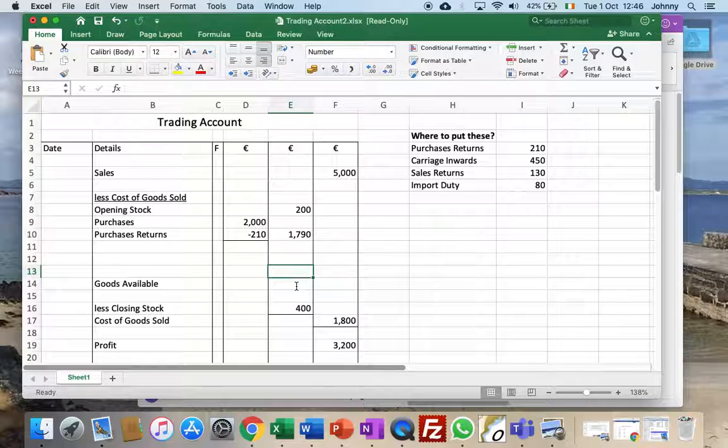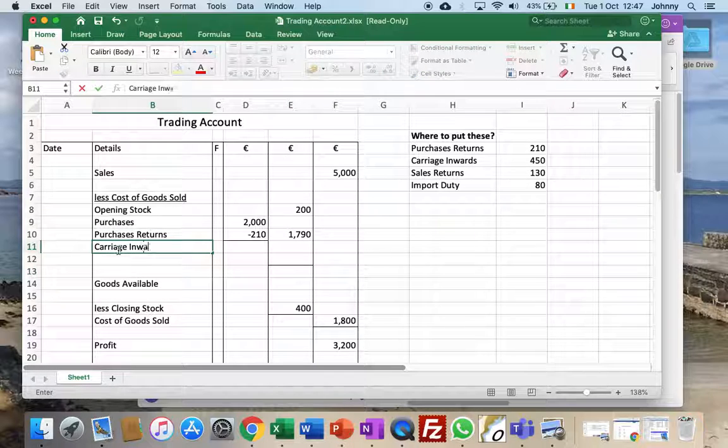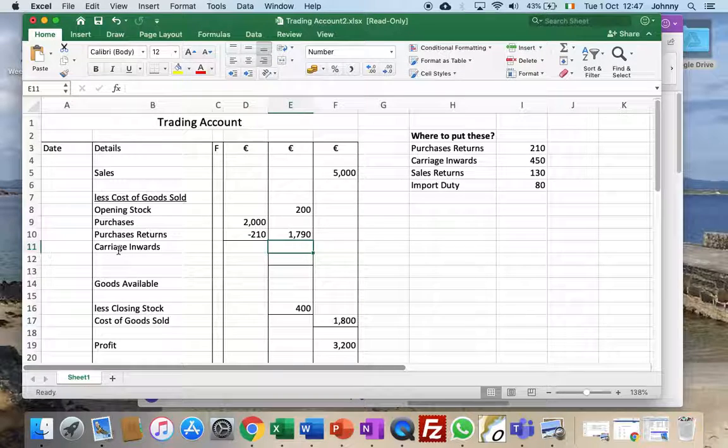So when it comes to working out my goods available, I'll be adding up my opening stock and the real purchases figure. Now we have carriage inwards. So carriage is a transport cost. This is when you pay a courier to deliver something for you. And this is carriage coming into the factory. So when we bought the goods, we had to spend money for a courier to deliver them. So that actually made the cost of getting the goods higher. So we're going to add that in here as another cost of goods sold. So the carriage inwards is 450.